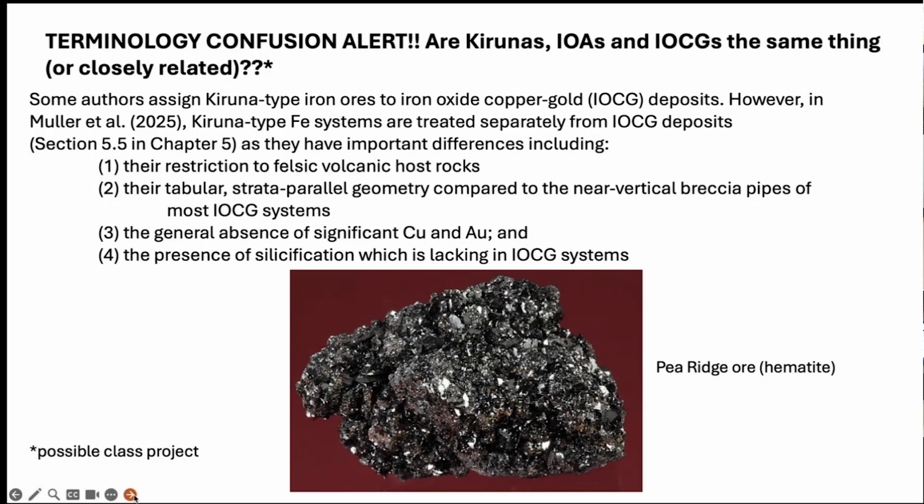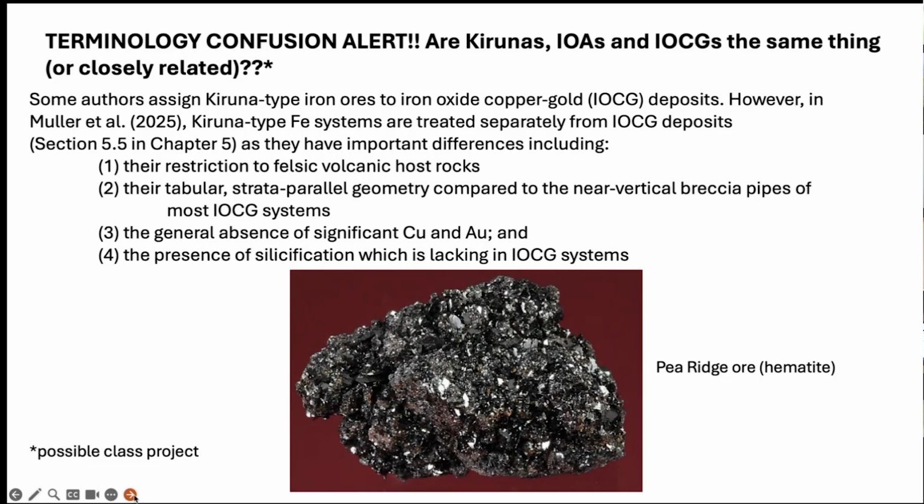So now let's go to a terminology confusion alert. Here we've got Kiruna's IOAs, which are, as your book talks about, iron oxide apatite deposits, and IOCGs, which are iron oxide copper gold deposits. We talk about them as 3 different kinds of deposits, but how we call something a deposit or not, that's complicated.